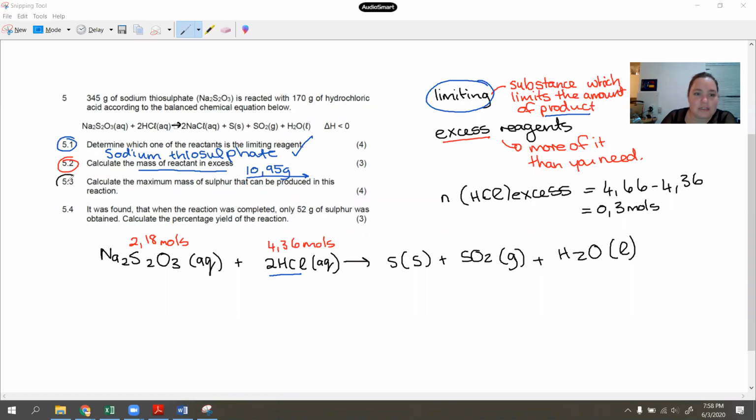The question then says, calculate the maximum mass of sulfur that can be produced in this reaction. So they want to know what is the mass of sulfur that we can produce. Please note here, this is going to be the number that you use. You may use this one if you wish, because it's not the 4.66, it's the number that I used. Can I ask everybody to please try and calculate the mass of sulfur?